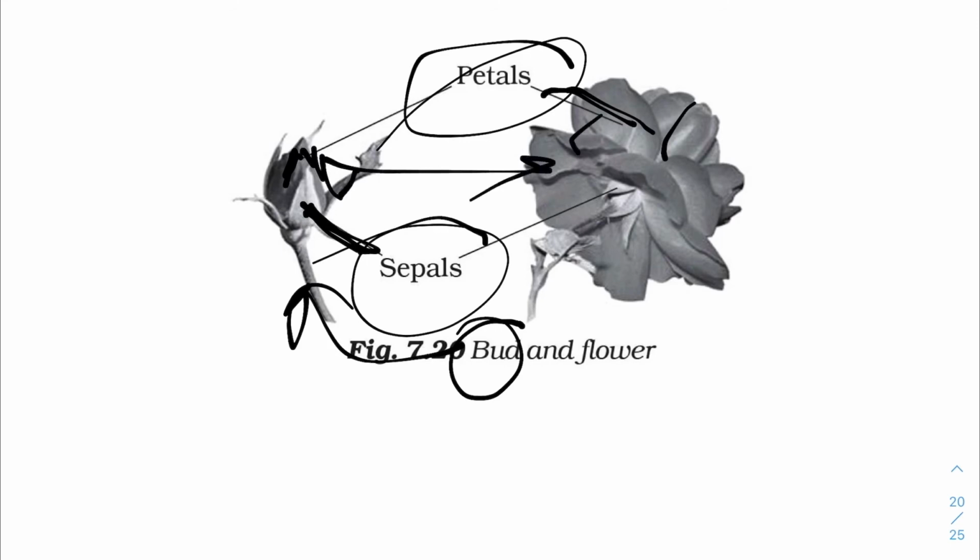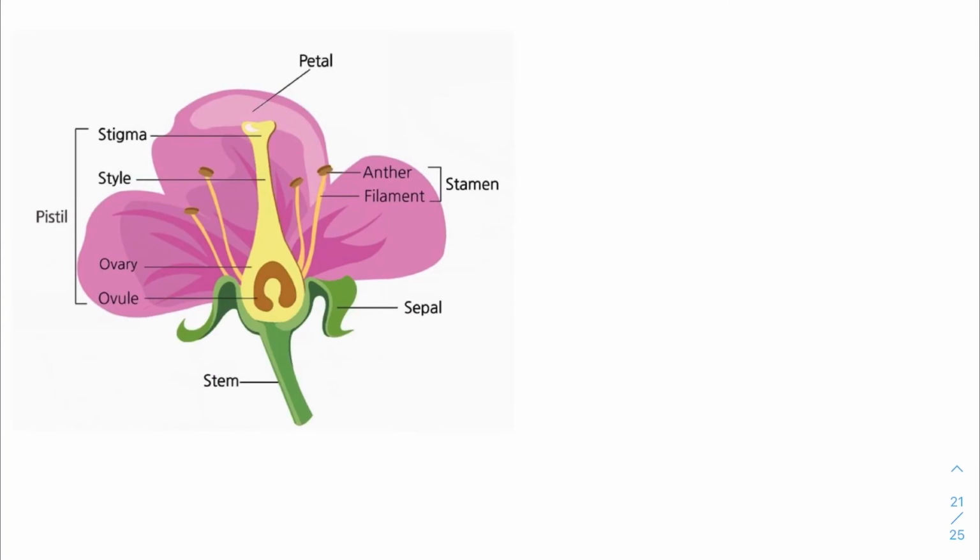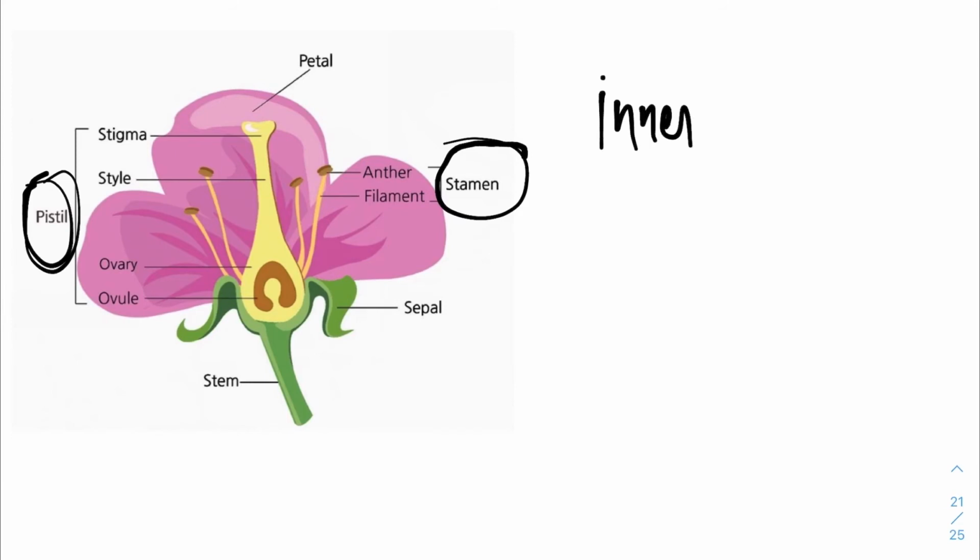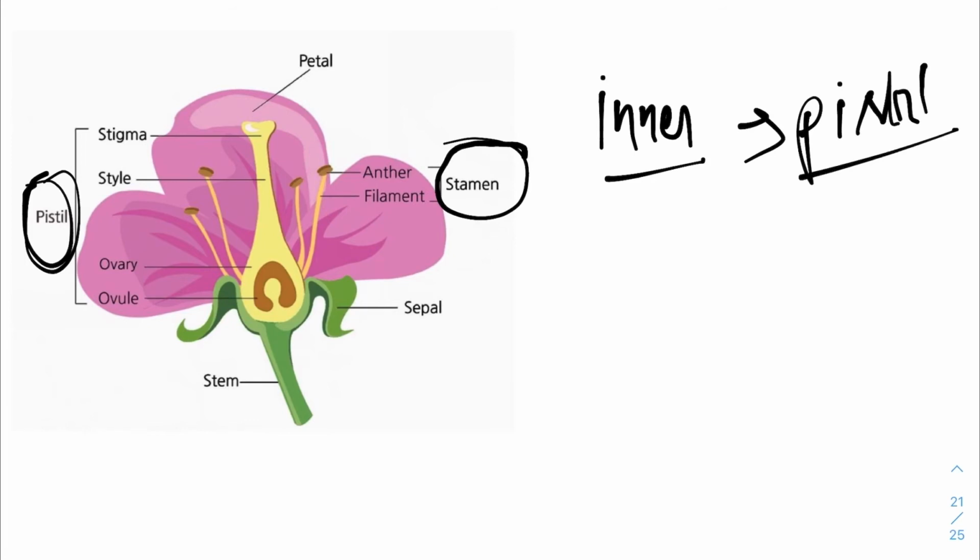When we remove the petals and sepals to see the rest of the parts, we find stamens and pistils. Stamen is the male reproductive part of a plant and pistil is the female reproductive part of the plant. The innermost part of the flower is pistil. Ovary is the lowermost and swollen part of the pistil. There are some bead-like structures inside the ovary.